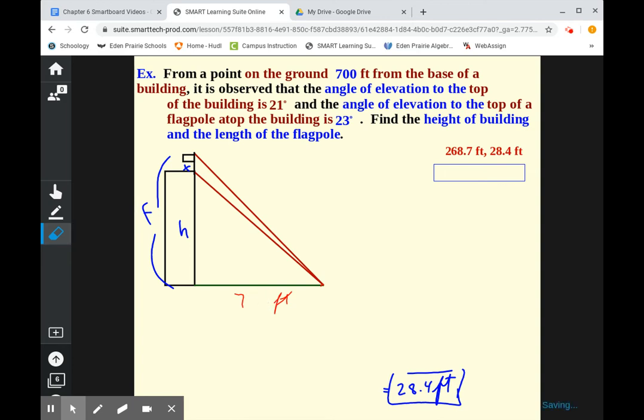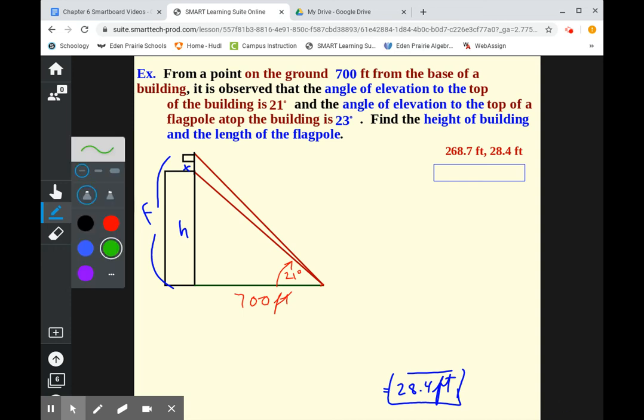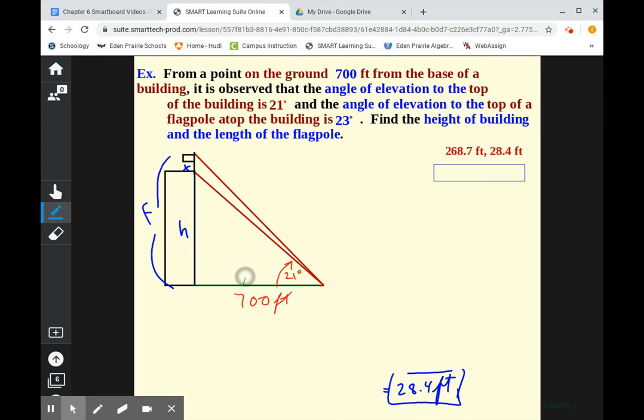let's fix that in there. So this angle here is to the top of the building. That's the angle of elevation to there. They're saying that is 21 degrees. Then it says the angle of elevation to the top of the flagpole is 23 degrees. So that means that this angle all the way up here is 23 degrees.